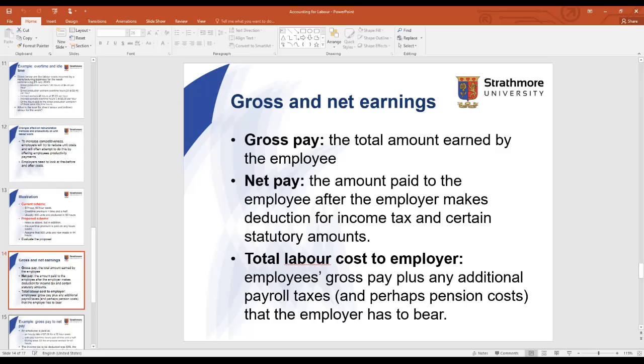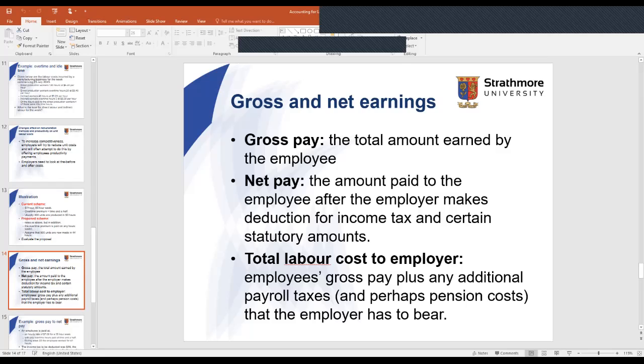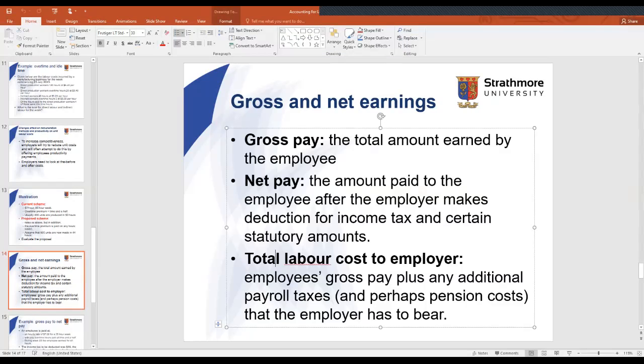Don't forget, it is your contribution, not the employer's contribution. It's gross pay minus your contribution. The employer also will be making some contribution in some cases. The total labor cost to the employer is of course the gross pay plus any additional payroll taxes, and even pension cost that the employer has to bear. What I mean by that is that the company may be making a contribution towards the employee.